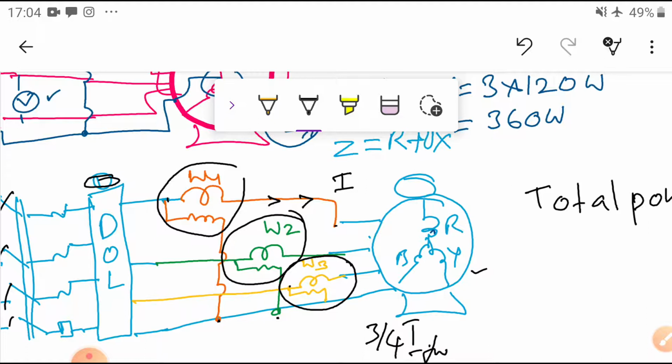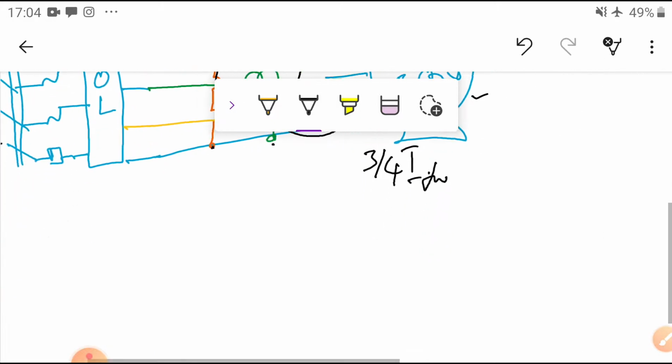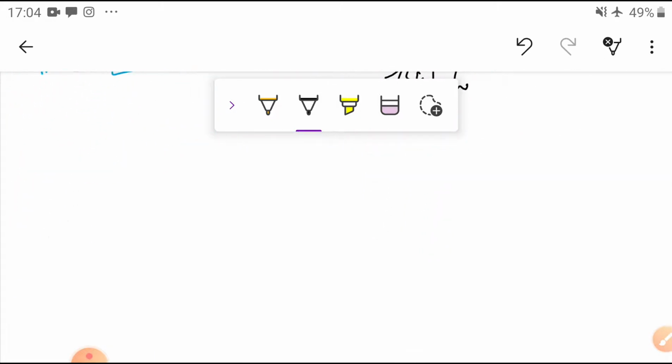Last class we also proved that the instantaneous power consumed by the motor is W1 plus W2, which is equal to IR ER plus IY EY plus IB EB. We derived that. Now how is it connected? At a glance you can see it. So what is connected here? This is the R phase connected here, and this is connected to the other phase.